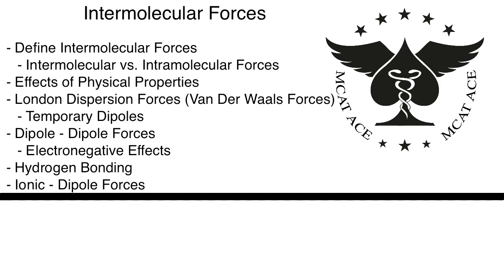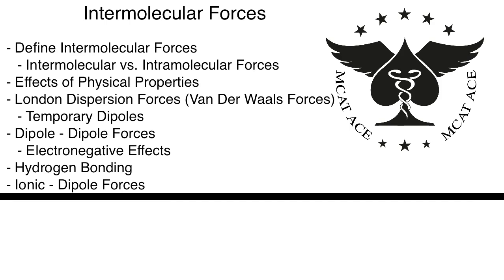So then we'll discuss the effects on physical properties. So in other words, the effects that intermolecular forces are going to play on physical properties of a substance. Things like melting point, boiling point, and so on. We're then going to take a look at the various types of intermolecular forces, starting with the weakest, which is known as London dispersion forces. You can see in parentheses here I have van der Waals forces. They do go by several different names. Sometimes it's just London forces, dispersion forces, London dispersion forces, van der Waals forces. They're all the same things.